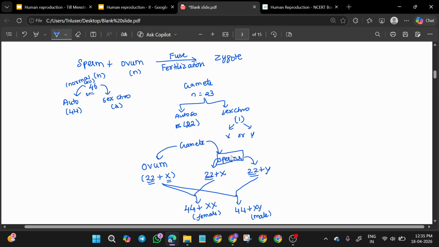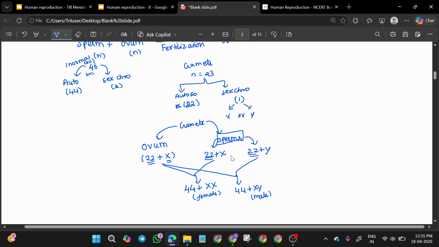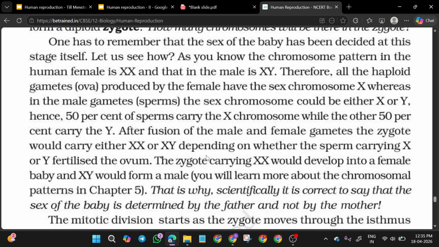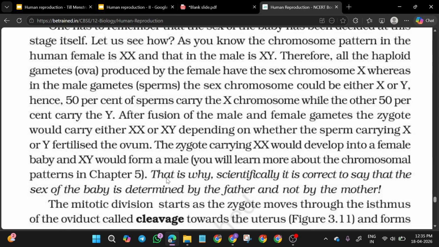It is decided at the time of zygote formation itself. இது உங்களுக்கு ஆல்ரெடி தெரியும், ஜஸ்ட் டைம் டெல்லிங். ஸோ இதான் இங்கே சொல்லியிருப்பாங்க. இதில் இம்பார்ட்டன்ட் இது என்ன அப்படின்னா, ஸோ தட் இஸ் வை சயின்டிஃபிக்கலி இட் இஸ் கரெக்ட் டு சே தட் த செக்ஸ் ஆஃப் த பேபி இஸ் டிட்டர்மைன்ட் ஃபார் த ஃபாதர் அண்ட் நாட் பை த மதர்.